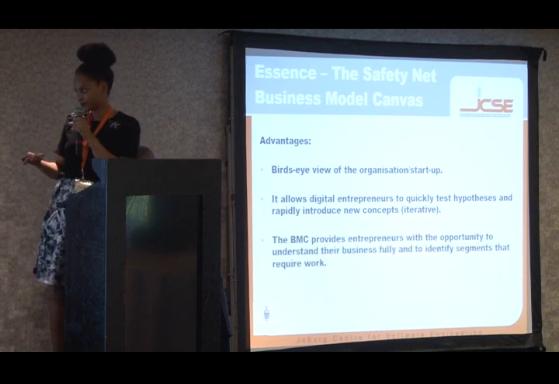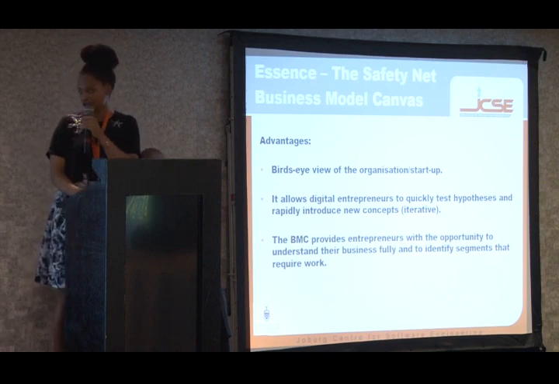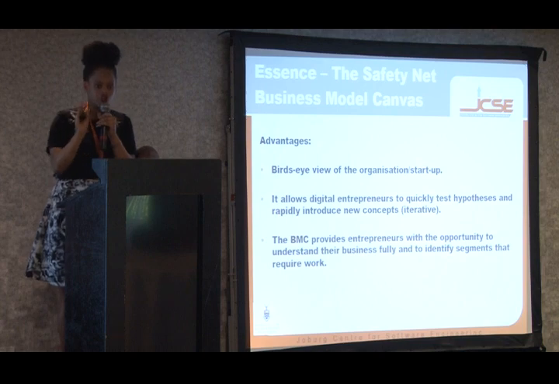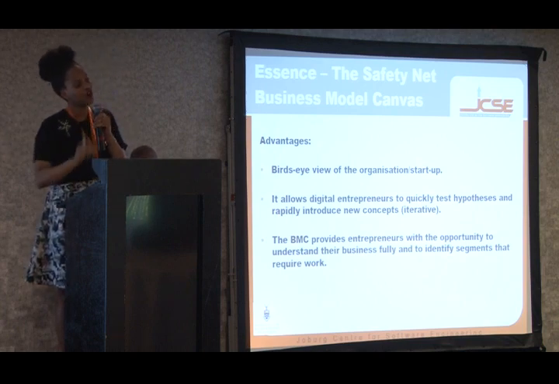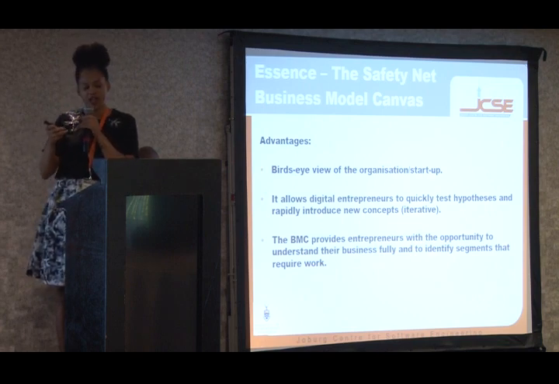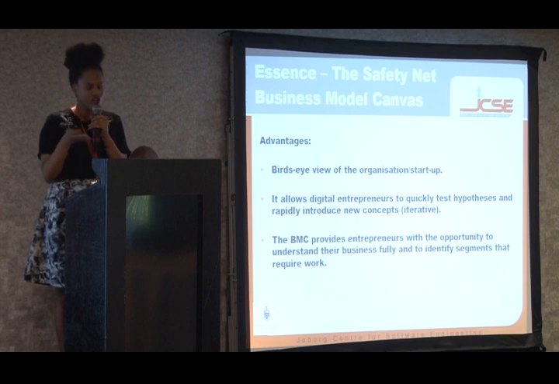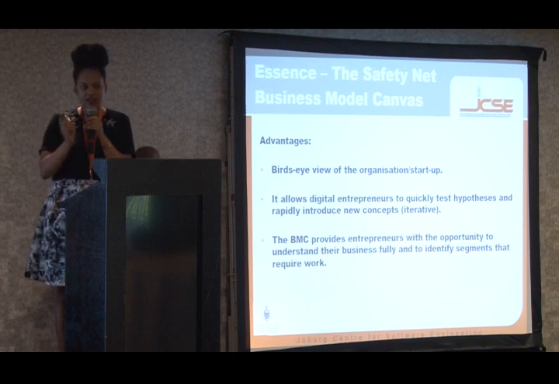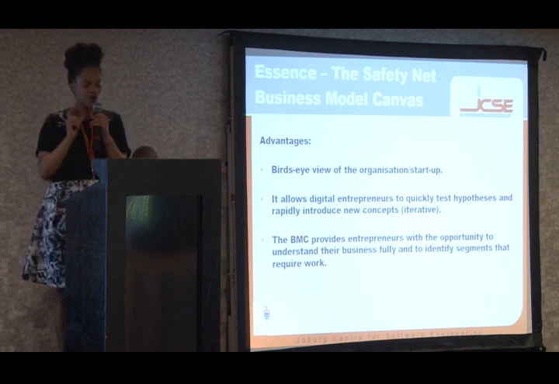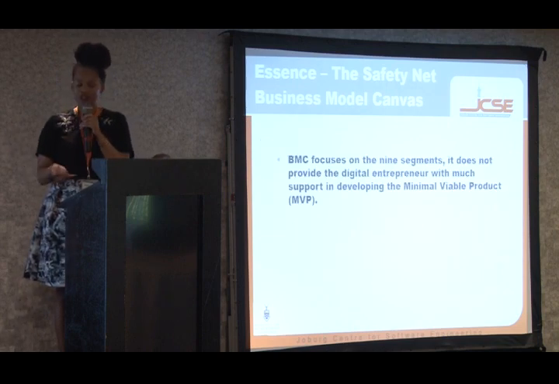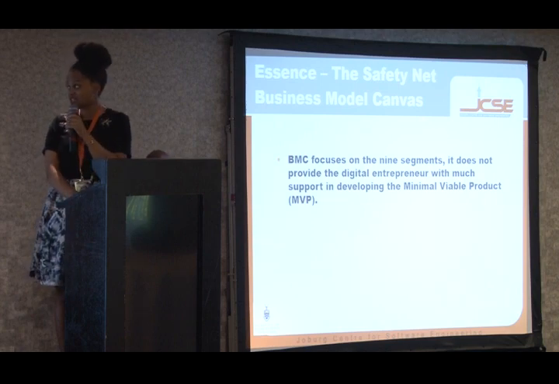It assists with that. It also provides you with the opportunity to fully understand your organization. Okay, not fully, but mostly understand what you want to do. And it communicates to the larger crowd what we are trying to do. It also helps you highlight those segments that require work. So let's say, for example, your cost structure requires some work. You are easily able to pick that up using the BMC. So as mentioned, BMC focuses on these 9 segments.